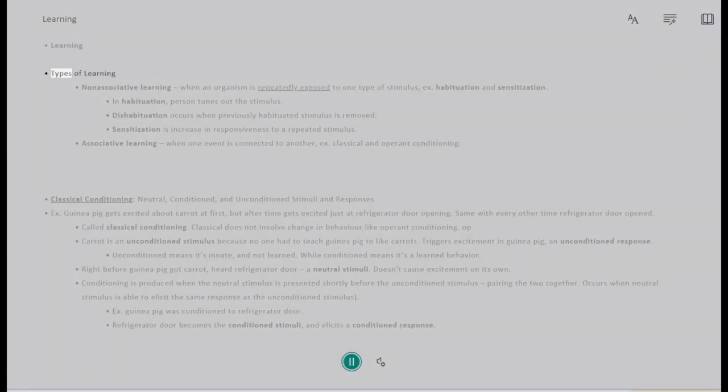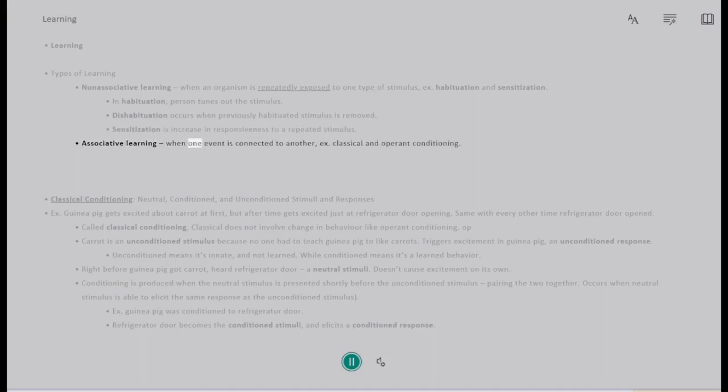Learning. Types of learning. Non-associative learning is when an organism is repeatedly exposed to one type of stimulus: habituation and sensitization. In habituation, a person tunes out the stimulus. Dishabituation occurs when a previously habituated stimulus is removed. Sensitization is an increase in responsiveness to a repeated stimulus.